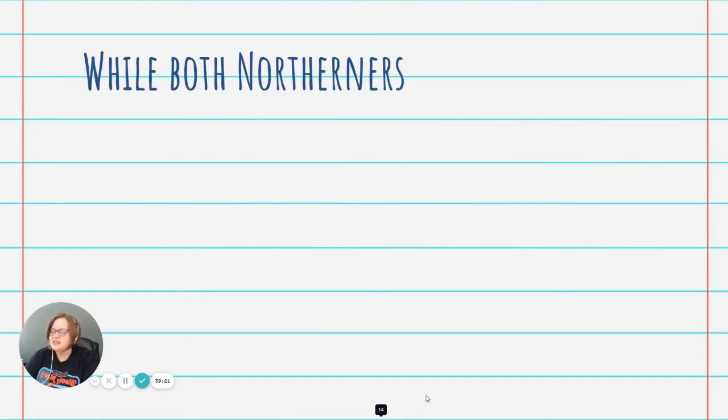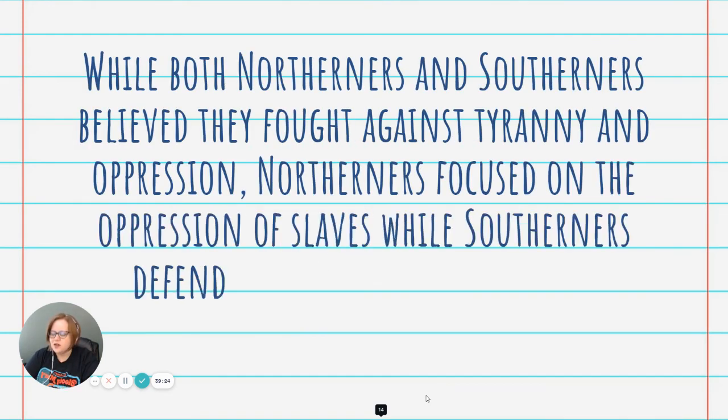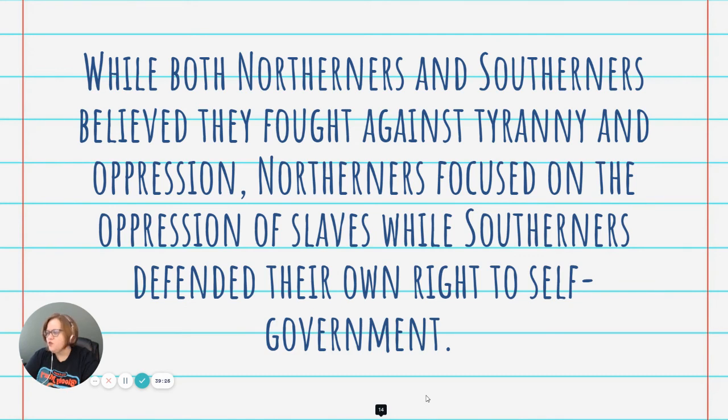So let's look at a thesis that kind of works on this one. While both Northerners and Southerners believe they fought against tyranny and oppression, Northerners focused on the oppression of slaves while Southerners defended their own right to self-government. Okay, we've narrowed it down. This is where we're going to show the differences and argue these differences between the two.